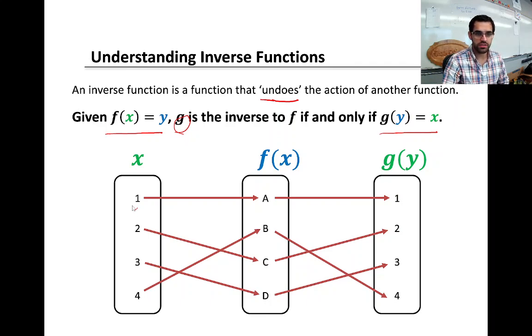So mapping wise, it looks like, okay, if my domain is 1, 2, 3, 4, and I put those numbers into f, I get a, b, c, or d. G would be a function that I could put a, b, c, d into, and it would spit back 1, 2, 3, 4. In other words, f of 1 is a, and g of a would be 1. Or f of 2 is c, and g of c would be 2. There's nothing magical about these particular sets. It just highlights the relationship between a function, f, and its inverse, g.